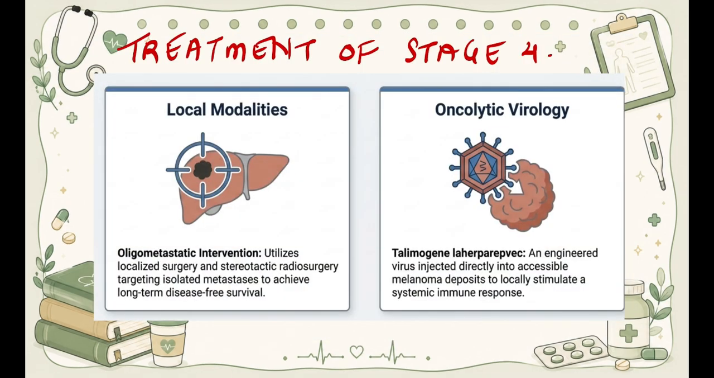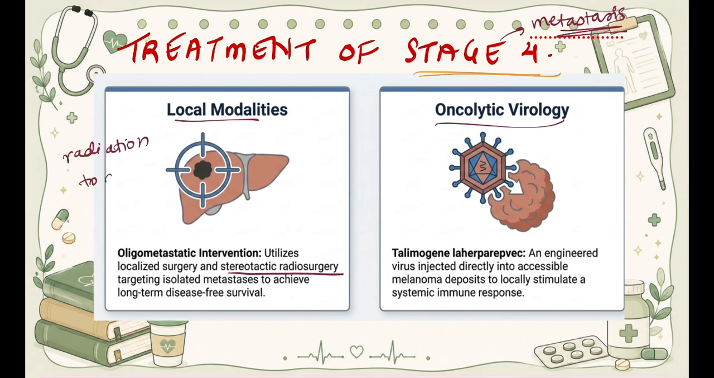So, what steps do we take if the disease advances to stage 4? This is when it has spread to distant organs. Even in these highly complex scenarios, science offers incredibly precise interventions. One approach uses highly localized modalities, like pinpoint stereotactic radiosurgery. The goal here is to use radiation to target and destroy isolated tumors hidden inside organs like the liver or the brain. We aim for long-term survival even at this stage.